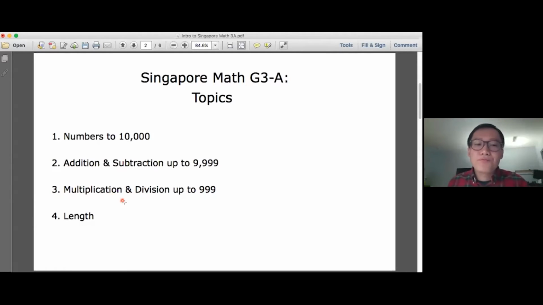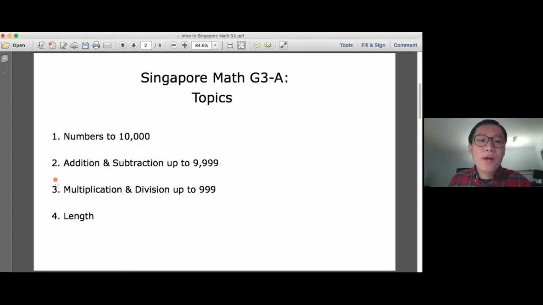So, if you're in grade 3 in Canada, probably the multiplication and division you're learning maybe is below 50. So probably like 4 times 5 or 10 times 7, right? But for Singapore 3A, it's going to be up to 999. So you are going to see questions like, what is 145 times 3? Okay? What is 600 divided by 3? Right? So it's going to involve some big numbers, right?